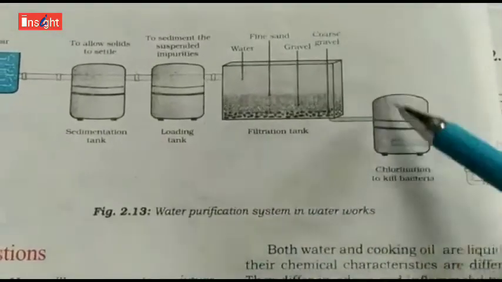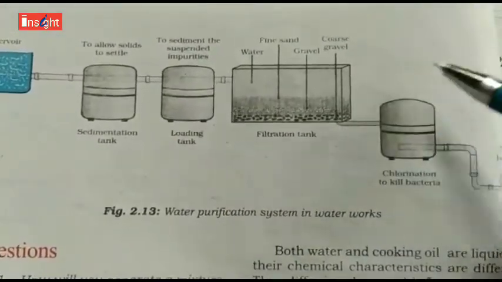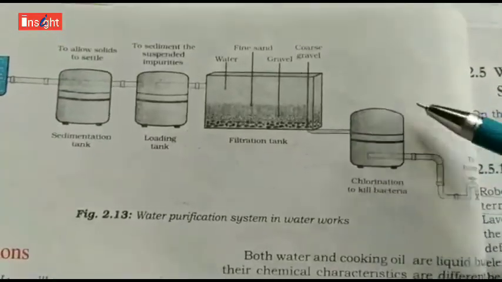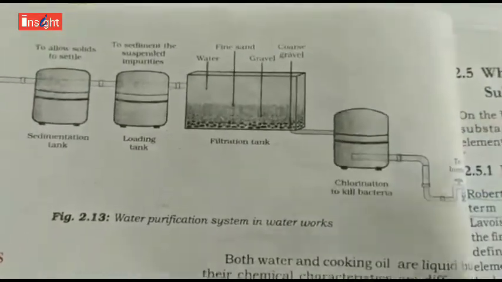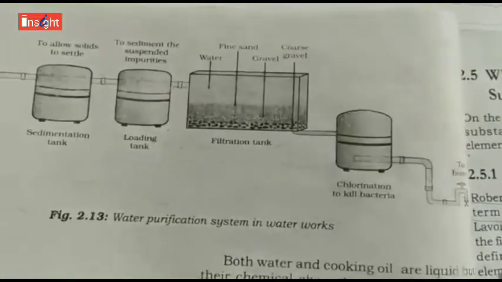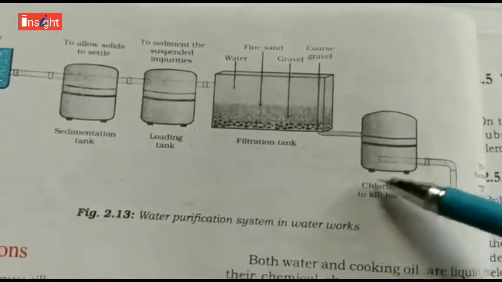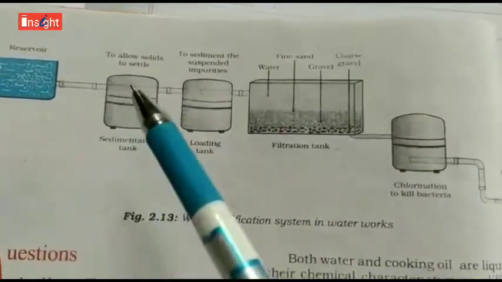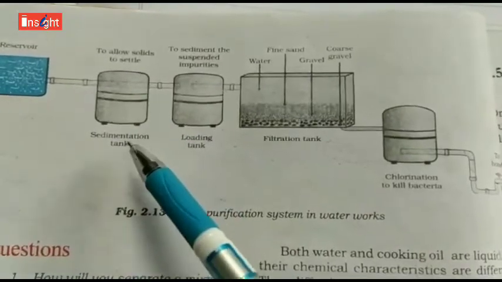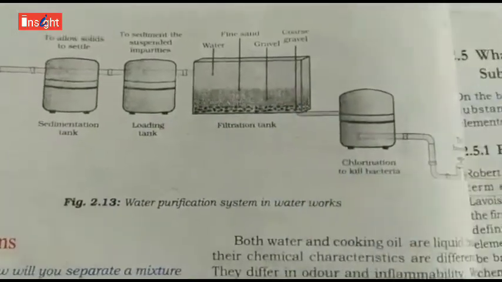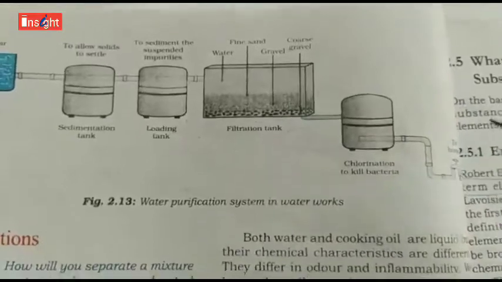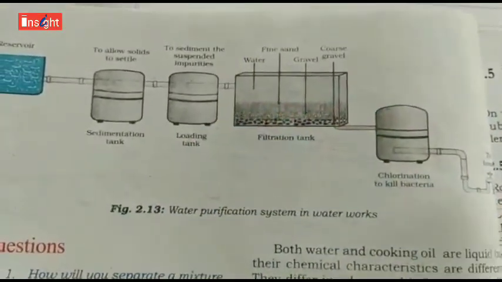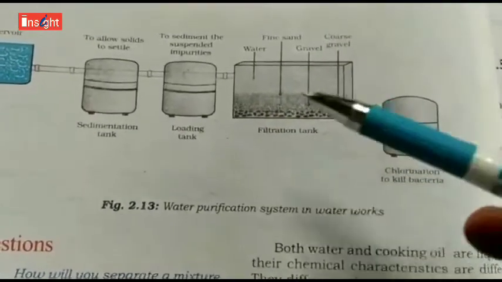After that it passes to the filtration tank, and after being filtered, chlorination is done. Chlorination means chlorine gas is passed to kill the bacteria. Then the water is supplied to the home. So from the reservoir, first sedimentation takes place, then filtration, then chlorination to kill the bacteria, and then we get the water. This is how we get water at our homes: the water purification system in water works.